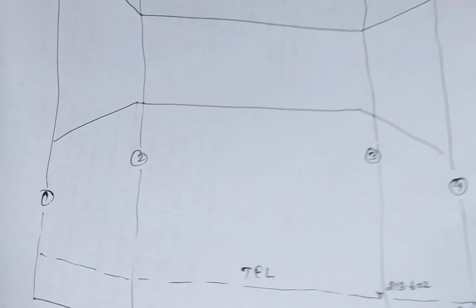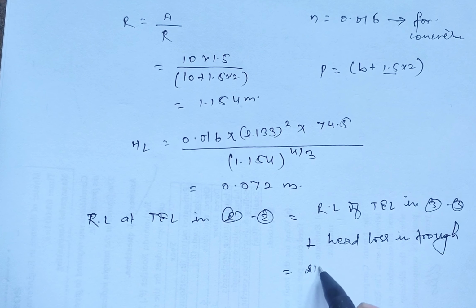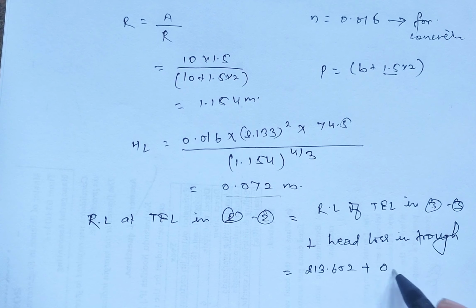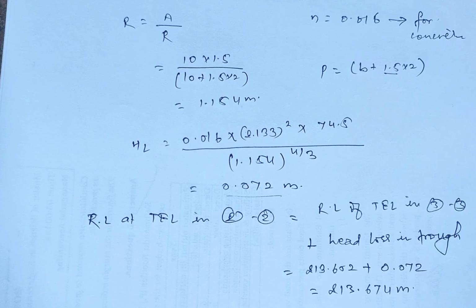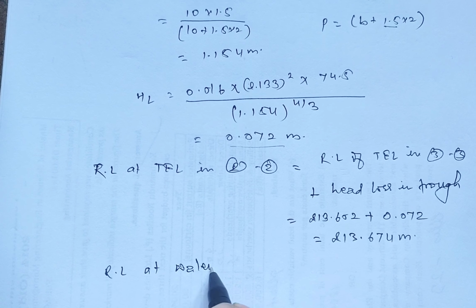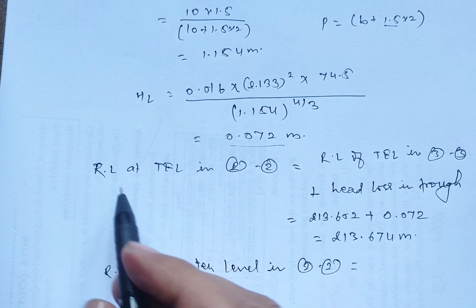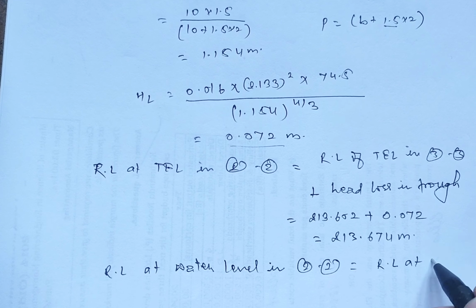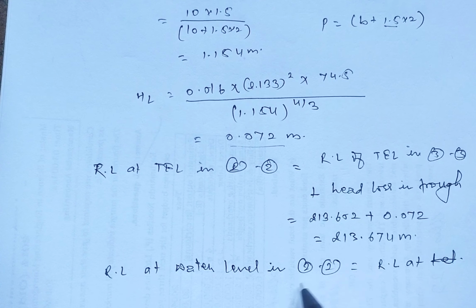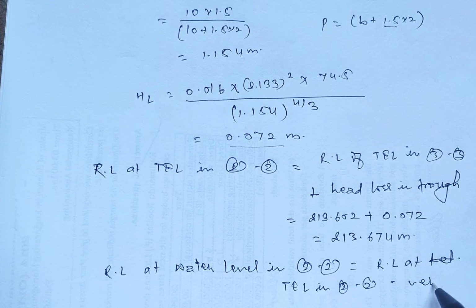That is, TEL in section 3.3 is 213.602. So 213.602 plus 0.072 equals 213.674 meter. And the RL at water level in section 2.2 equals RL at TEL in section 2.2 minus velocity head at 2.2.